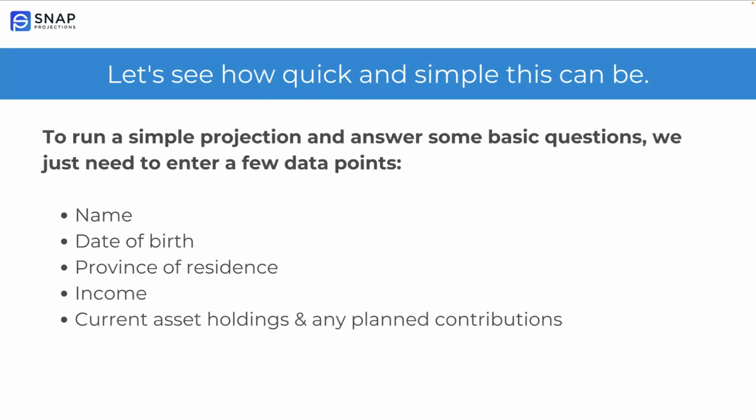So, Steve will start with showing you the basic profile setup in Snap Projections. To run a simple projection and answer some basic questions, we just need to enter a few data points: name, date of birth, province of residence, income, current asset holdings, and any planned contributions. That's it. And what you'll see here is that this data entry process is only going to take Steve about 7 minutes. And that includes him taking the time to explain the steps as he goes.